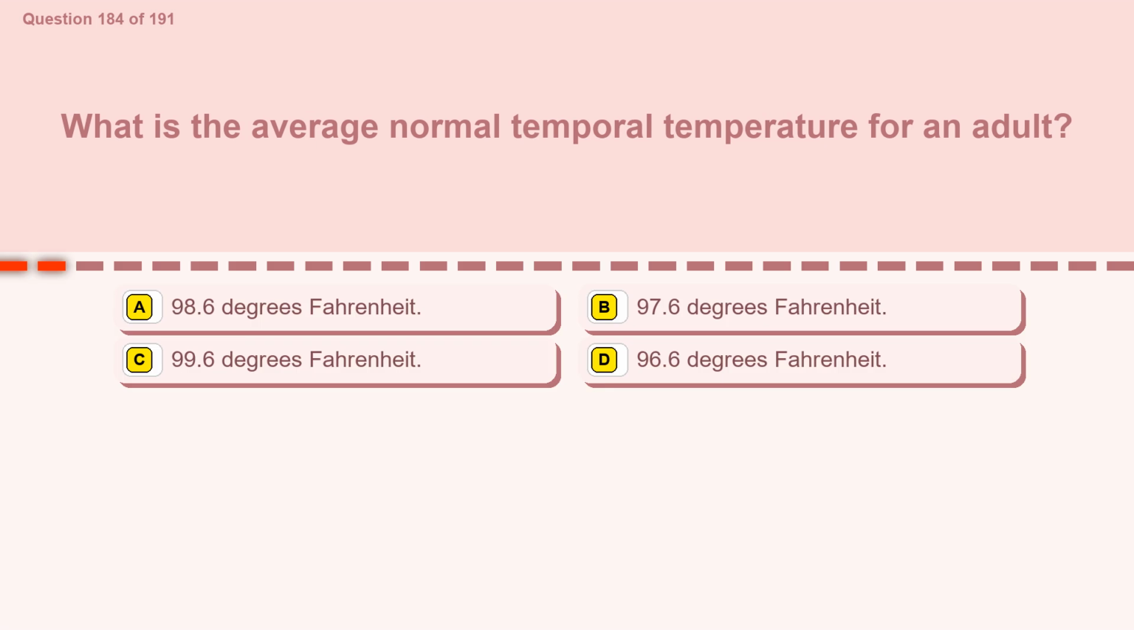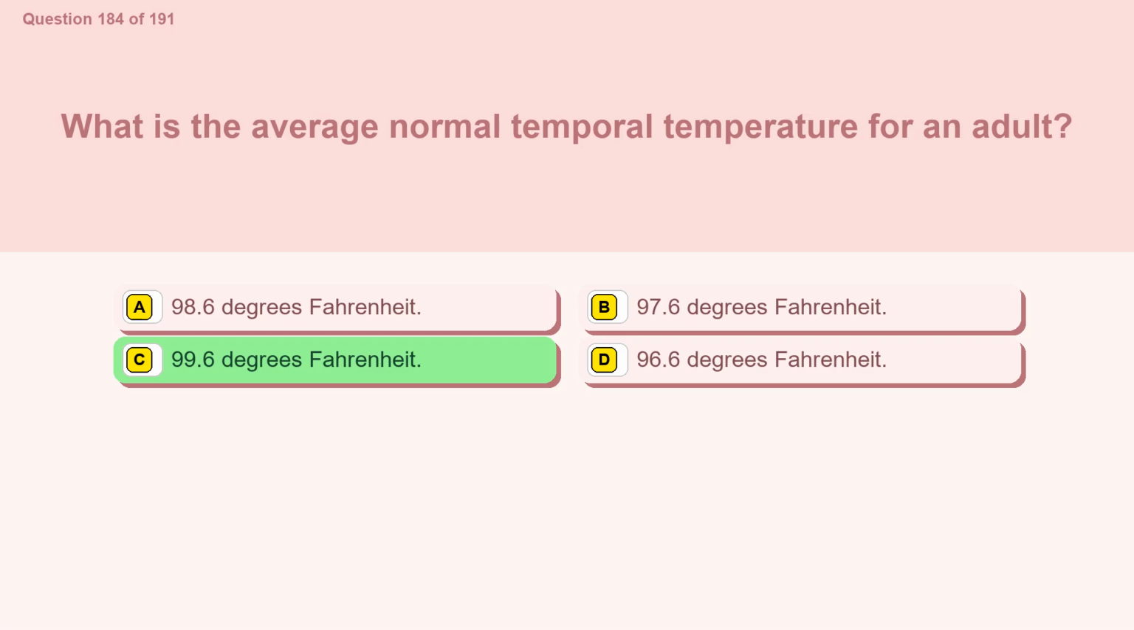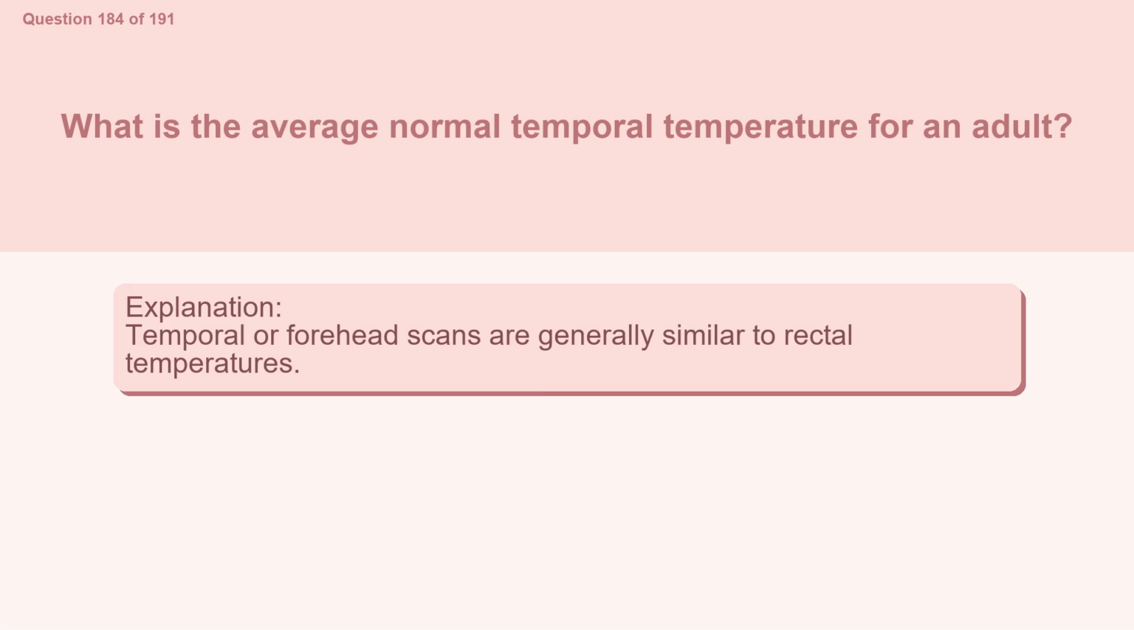Question 184. What is the average normal temporal temperature for an adult? Option A, 98.6 degrees Fahrenheit. Option B, 97.6 degrees Fahrenheit. Option C, 99.6 degrees Fahrenheit. Option D, 96.6 degrees Fahrenheit. The correct answer is option C, 99.6 degrees Fahrenheit. Temporal or forehead scans are generally similar to rectal temperatures.